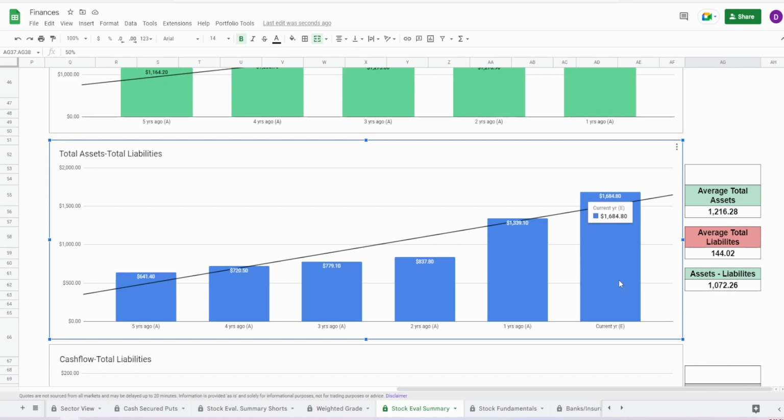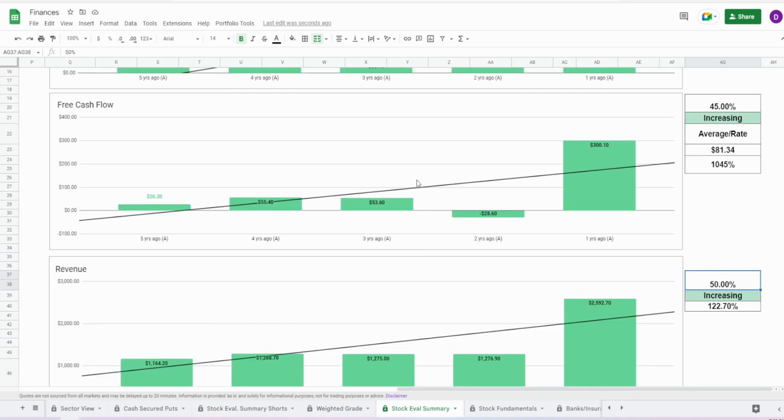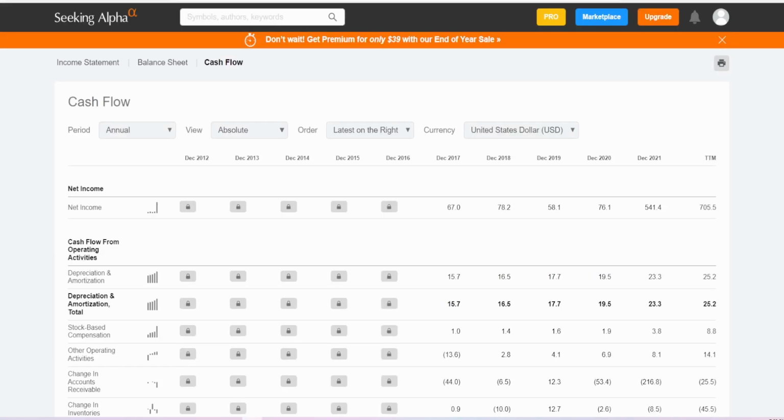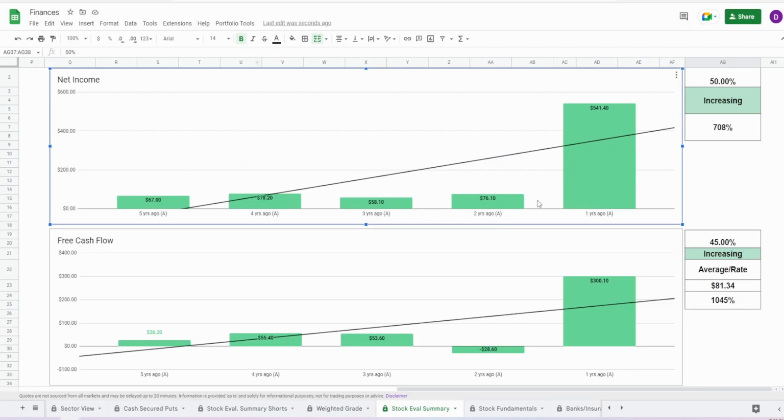So that may give credence that when it came to the revenue, free cash flow, and the net income, we might actually see this very high this year. In fact, it might actually be higher than this 1 year ago. And you know what, guys? I said I wasn't going to do it, but I decided I'm gonna do it anyways. Here is the net income as of Seeking Alpha in the trailing 12 months. So essentially this year, we went from $541.4 million to $705.5 million. So, you know, this is actually looking like they might be able to replicate it in the future.